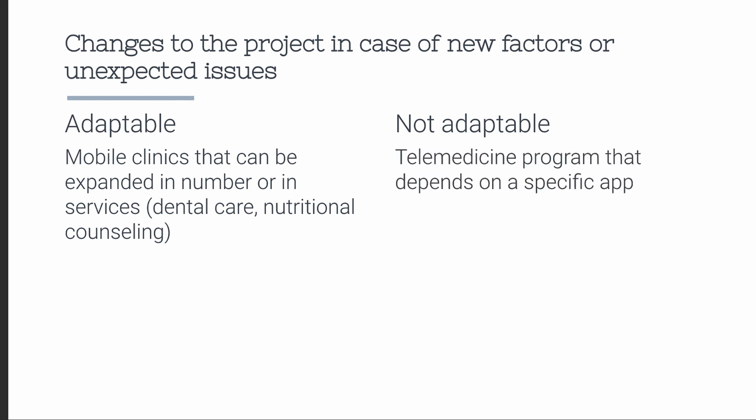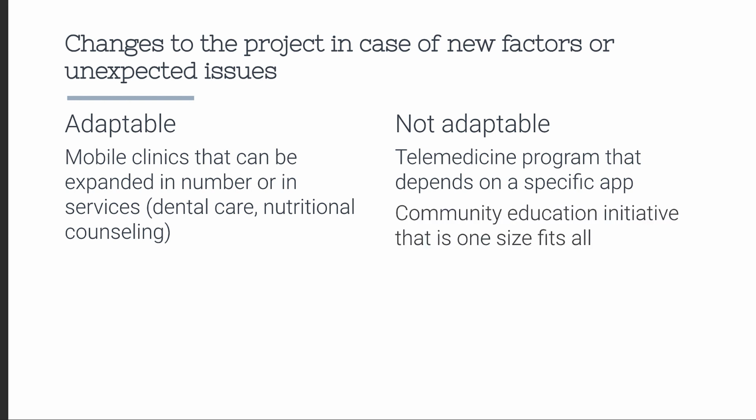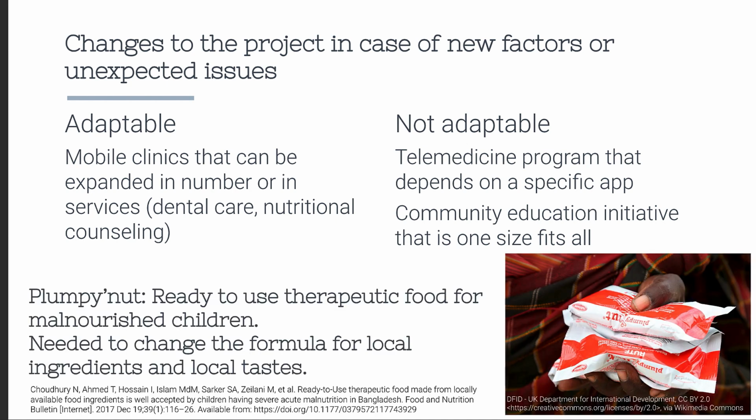Proposals that might not be adaptable are a telemedicine program that depends on a specific app, like WhatsApp. What happens if it goes away, becomes less popular, they start charging for it, or people just don't use it anymore? Maybe I need to change my model. Community education that is one size fits all is not adaptable. It needs to be able to be changed to the specific needs of each village it goes to. Let's look at an example.